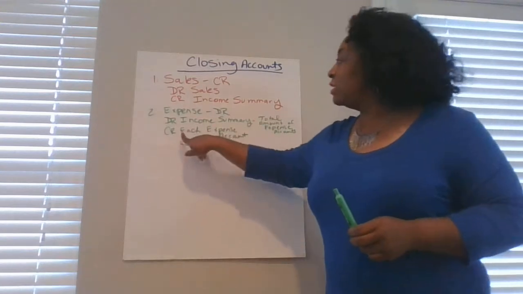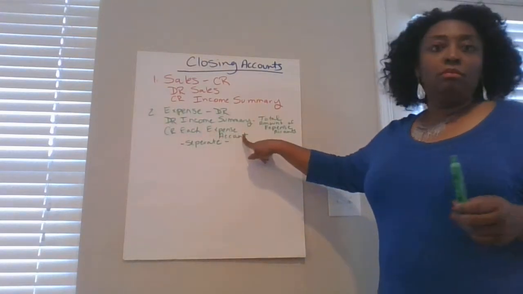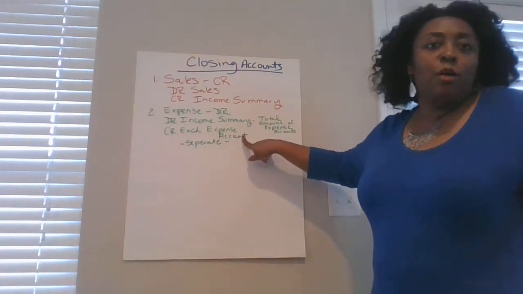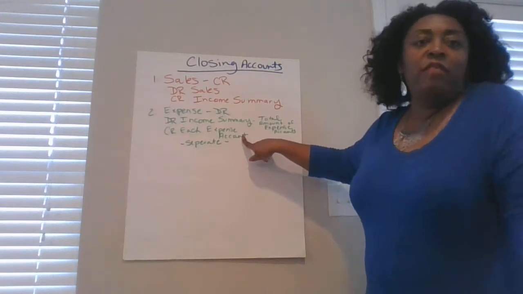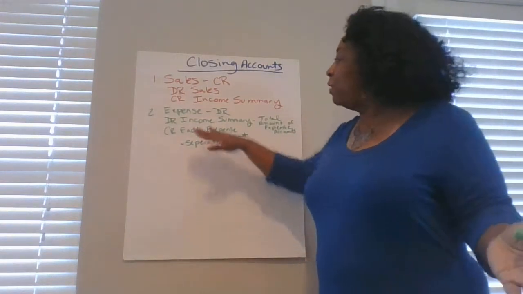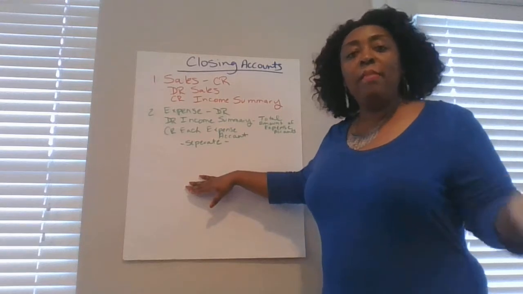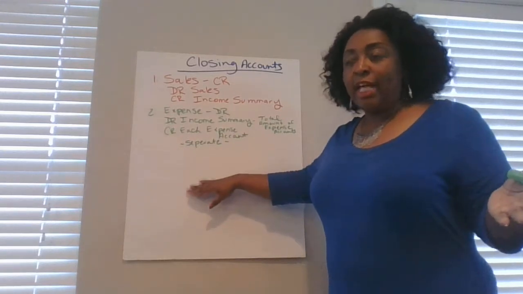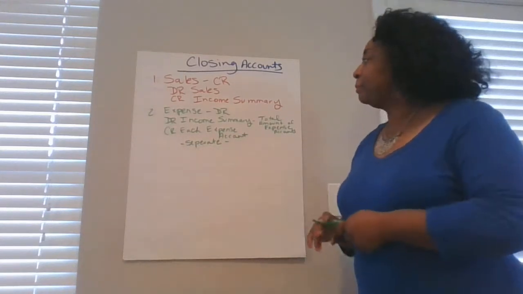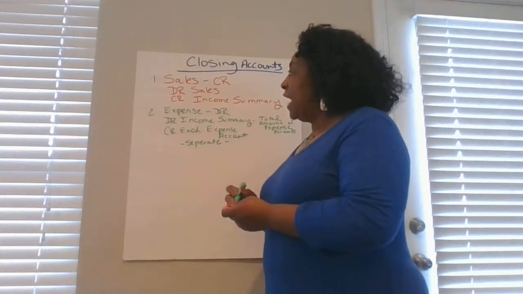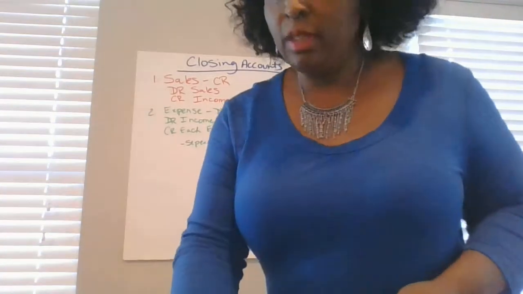Advertising expense. Why did my mind just go blank? I don't know. Look at your list of expense accounts. You'll be able to help me out. But any expense account that has an amount, you would list it as a credit. Okay? And that is the second account that we close.